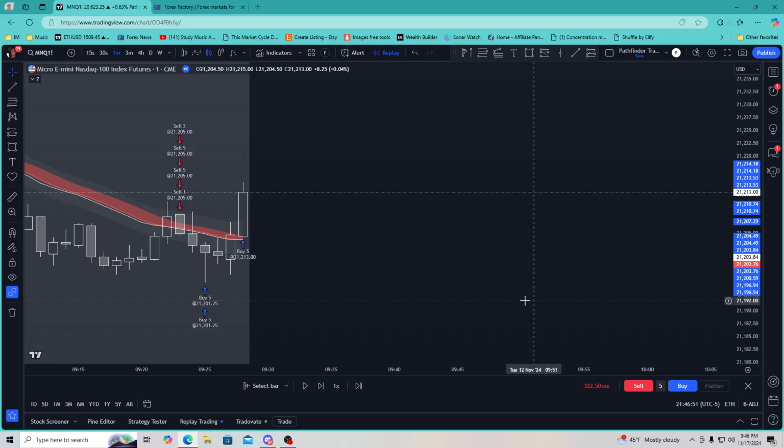Up here, we get another gold coin. Let's re-enter again. Now we're closer. So look at this. Now I can actually increase my lot size. So I can start with 6 contracts.